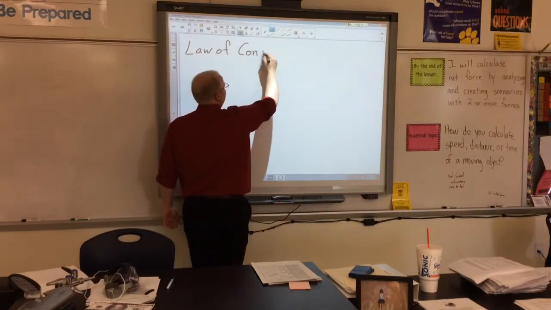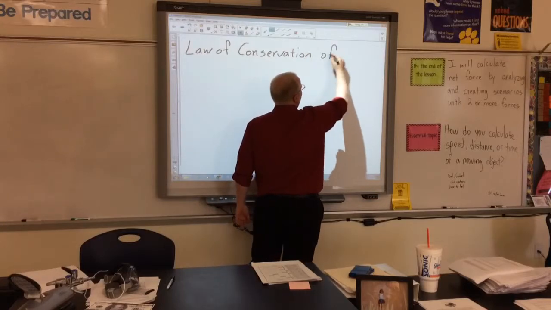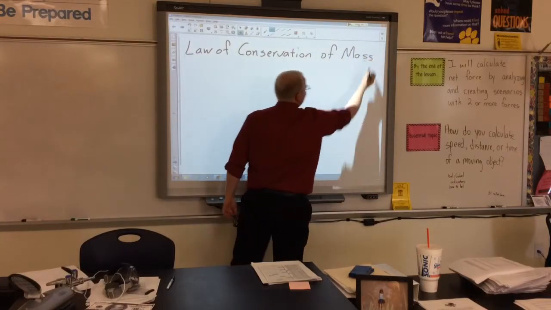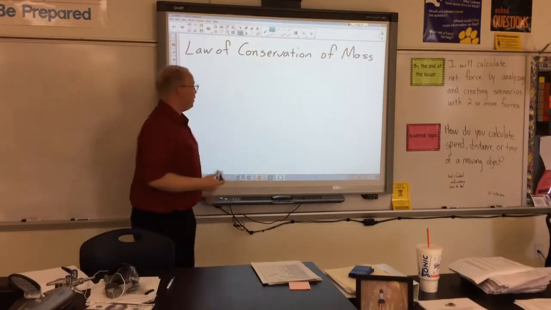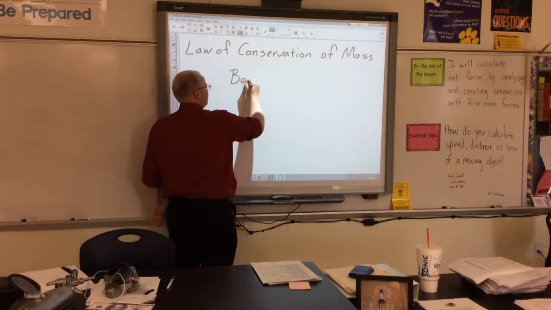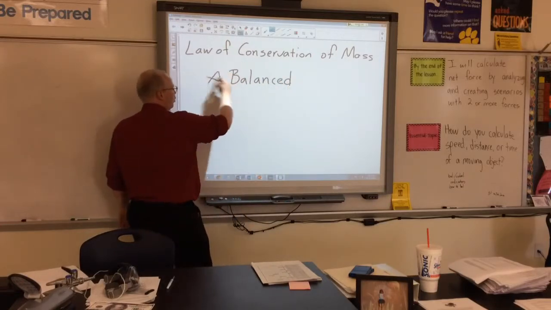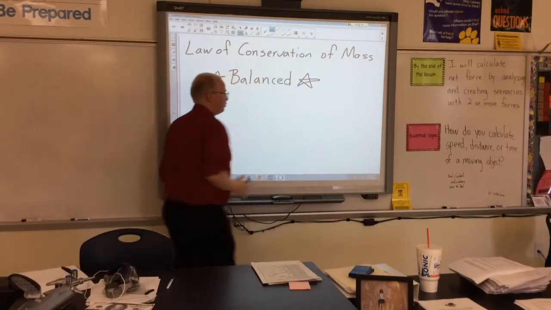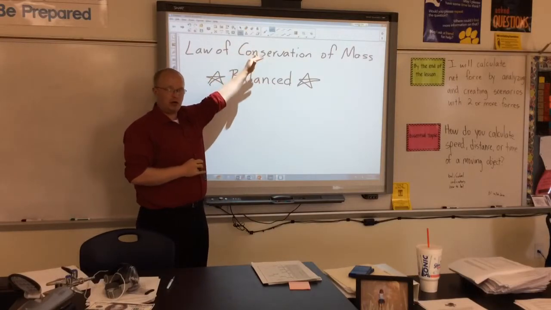of conservation of mass. And when we deal with this law, this basically says that all equations must be balanced. Okay, so this is what all equations have to be like in nature, because if they're not balanced, then they're breaking the law, which says matter can't be created or destroyed.